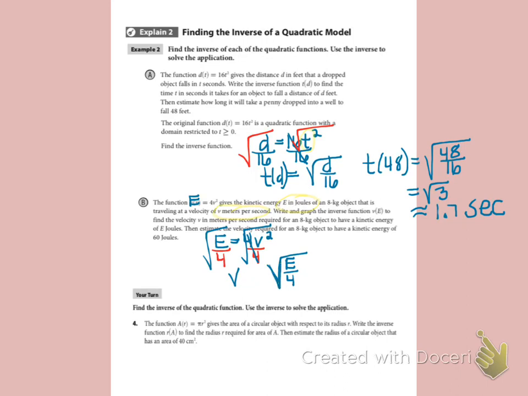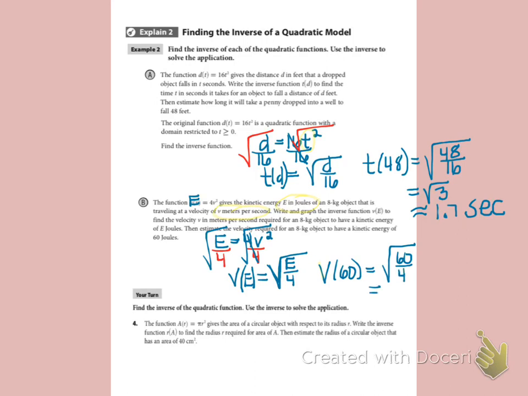And then to write it back into that function notation, it would be v of E. So in other words, velocity being a function of the energy in joules. So this is our function, and now all we have to do is evaluate this v for 60 joules of energy. So I'm going to plug in 60, divide by 4, and take the square root, and that will tell me the velocity.